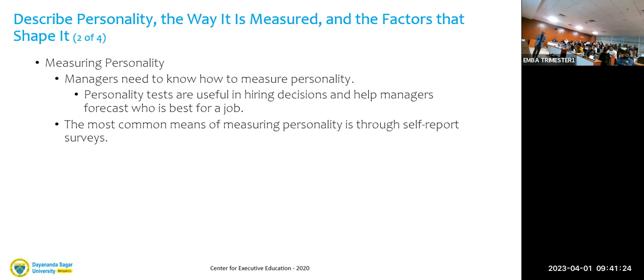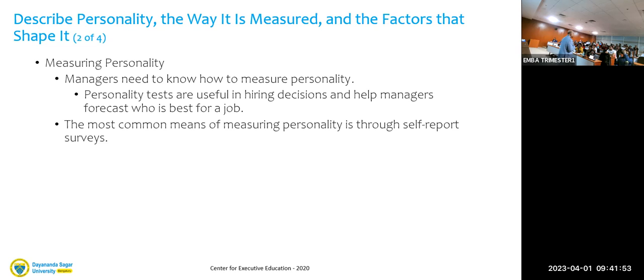But this class is also about how you measure personality, because that's important. As managers, you need to know what kind of personality traits. We'll talk about what personality is first of all in terms of a framework, but how do you measure personality? What do you think? How do you measure personality? Can I just look at your face and say you have this kind of personality or not? How do we judge?